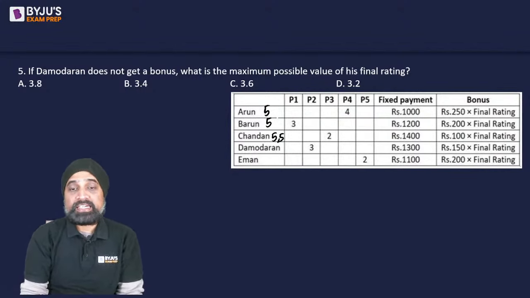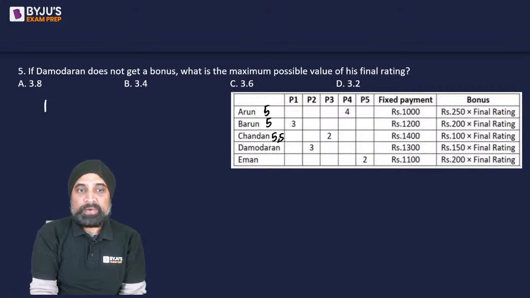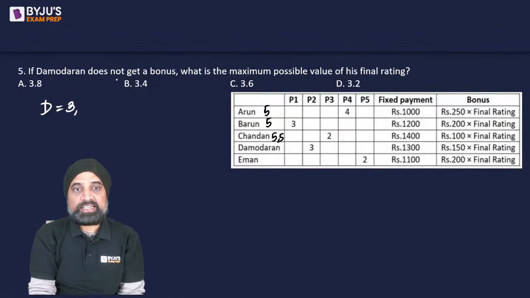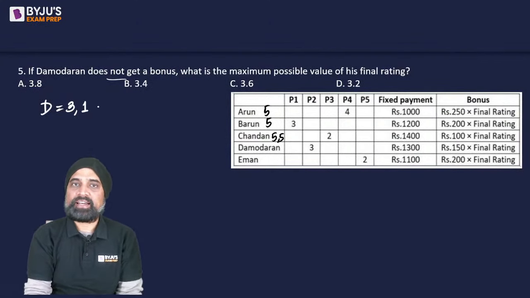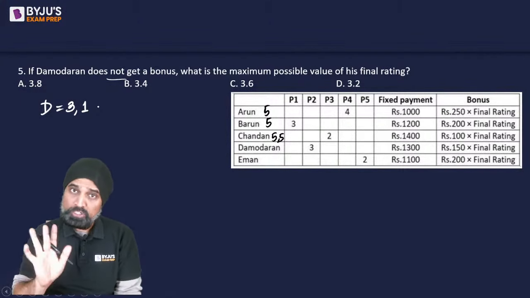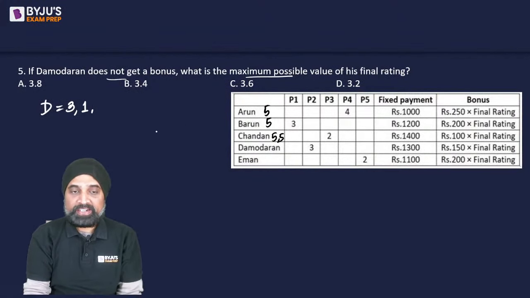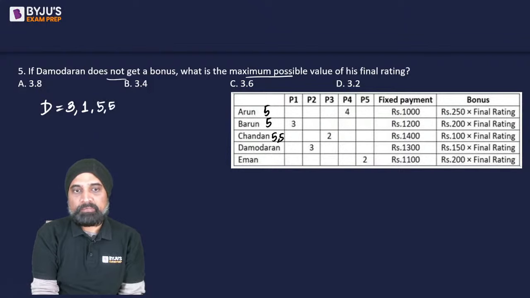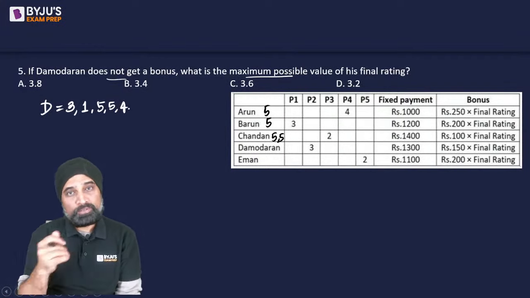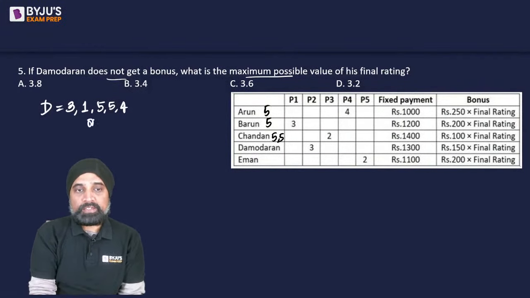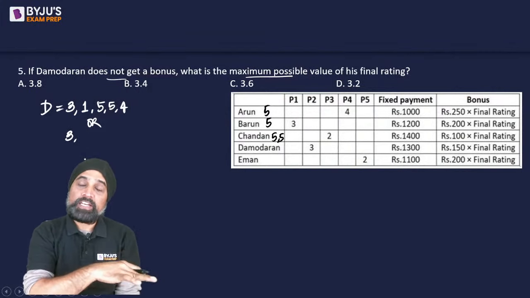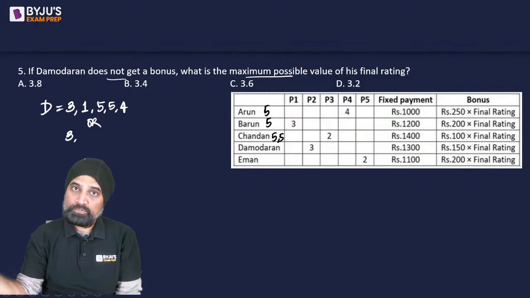Well, if D doesn't get a bonus, then the maximum he can get is, so far we know that he has got a 3, and since he does not get a bonus, it means he needs to get at least a 1. This is one possibility. And since we need to maximize his final rating, we need to make sure that he gets the maximum in the remaining 3, which could be 5, 5, 4 rather than 5, 4, 4. This is one possibility. The other possibility is he doesn't get a 1, but he also doesn't get a 5.